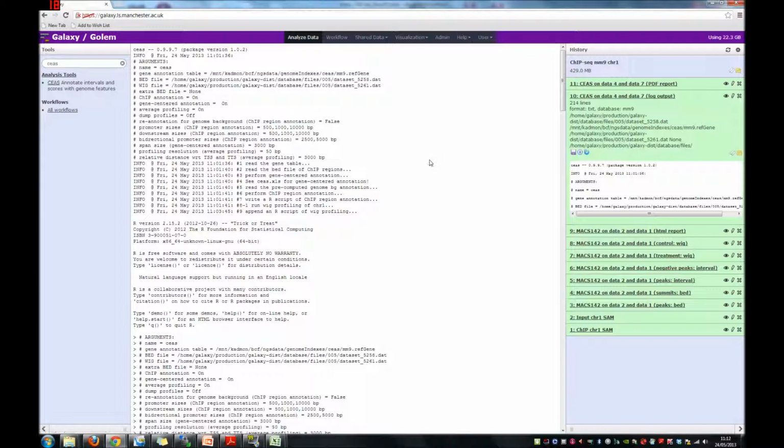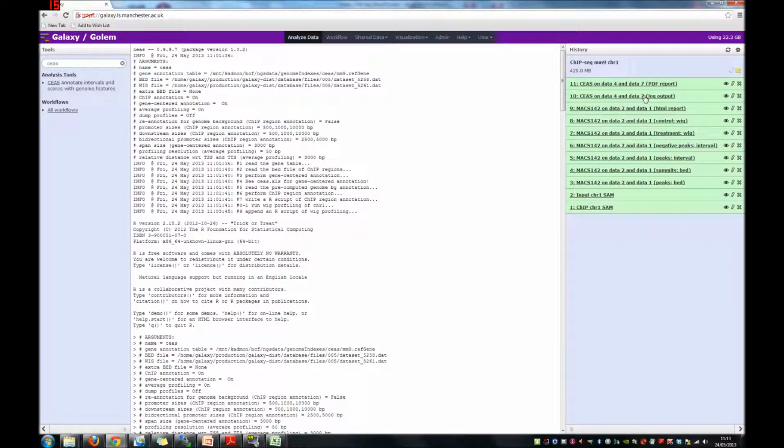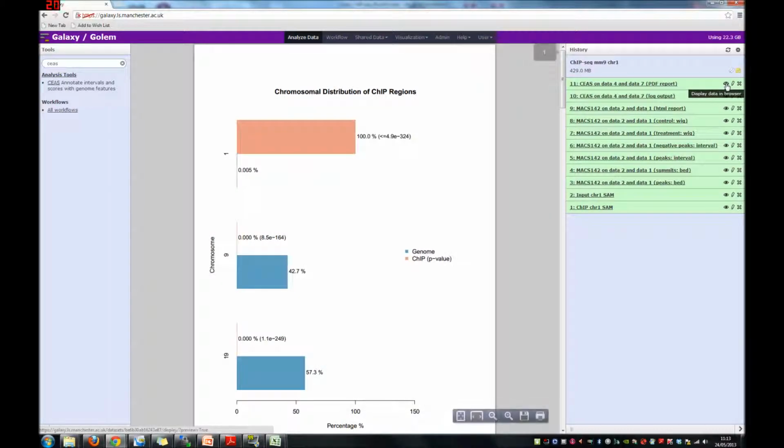It doesn't really give an awful lot of interesting output, apart from the fact it tells you what parameters were used, which is quite useful in the future. The interesting thing for us is this PDF report. You can see this by clicking on the eye.